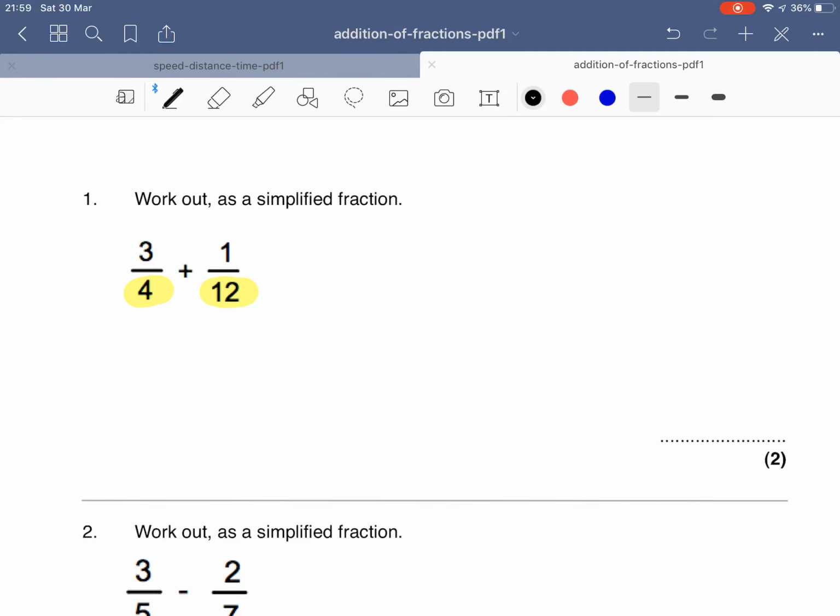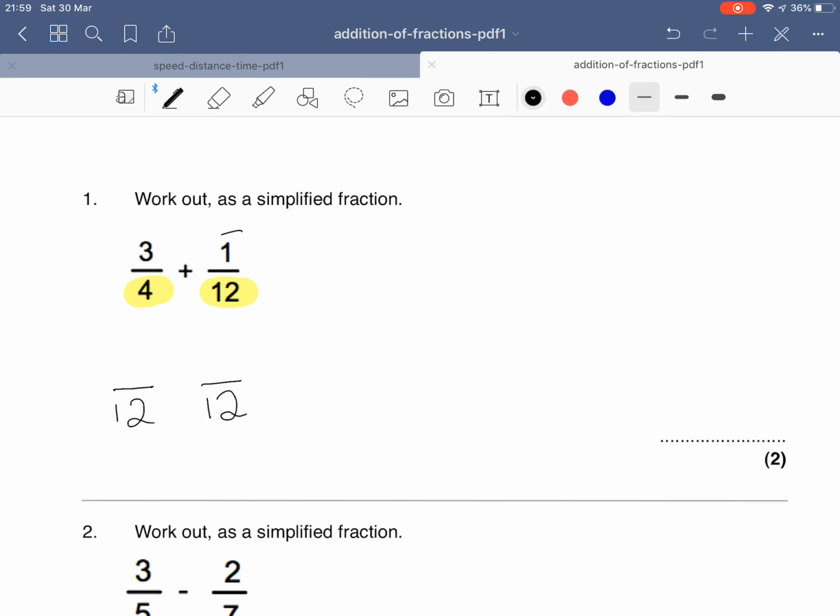To get them both the same, you want to think of your 4 times table and think of your 12 times table. So you want to think of the multiples of 4 and the multiples of 12. And what is the lowest common multiple? So what is in the 4 times table and the 12 times table? So once you've thought of that, 12 is in both of their times table. So I want the denominators to both be 12.